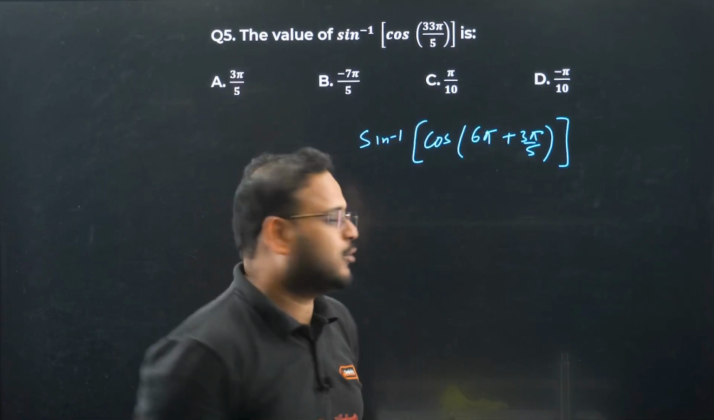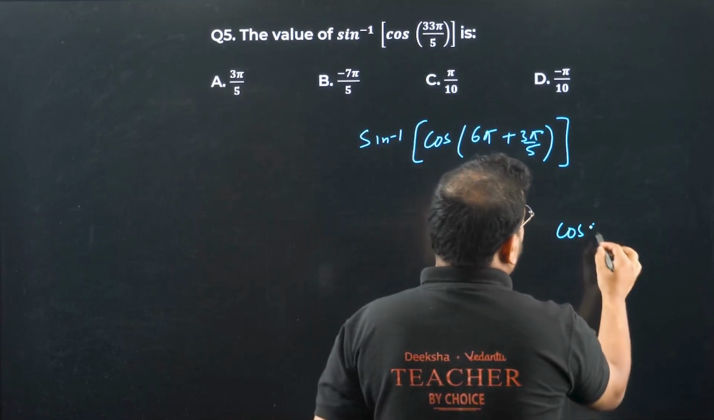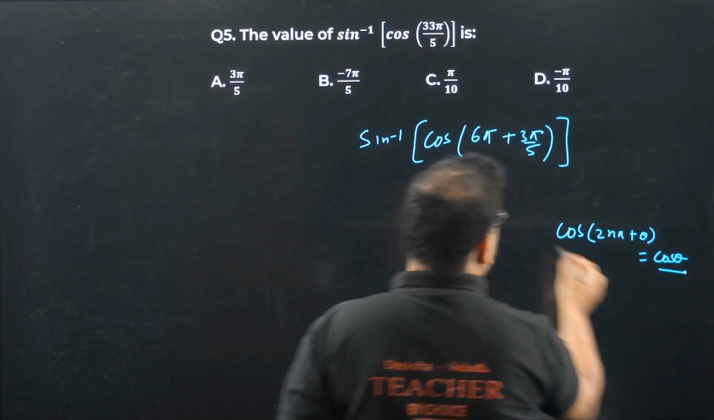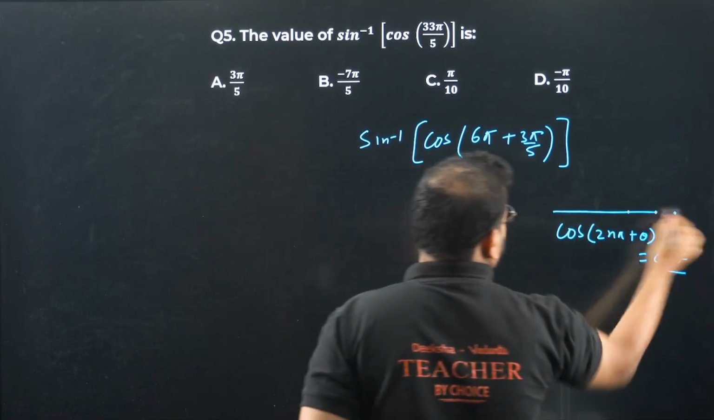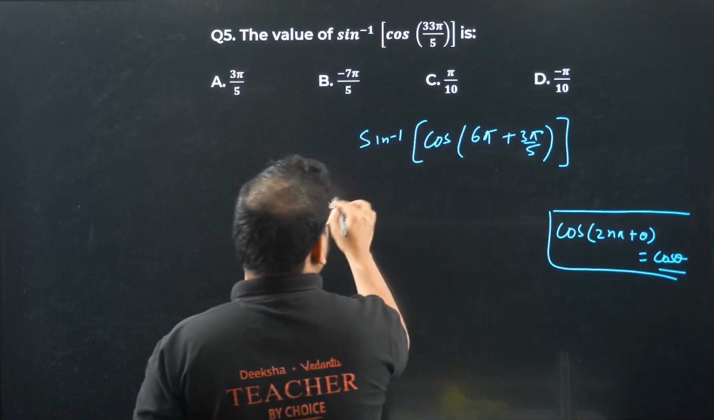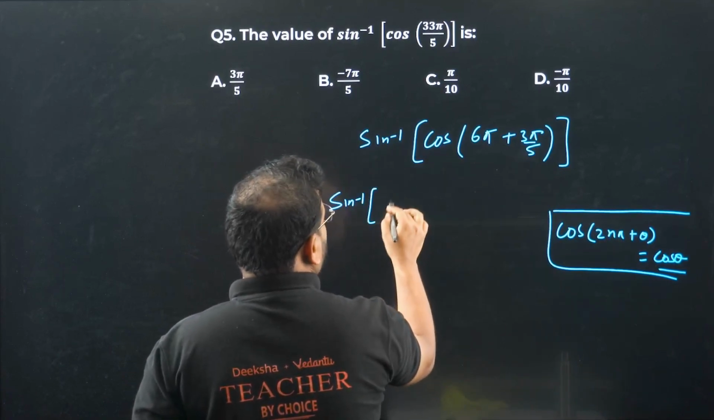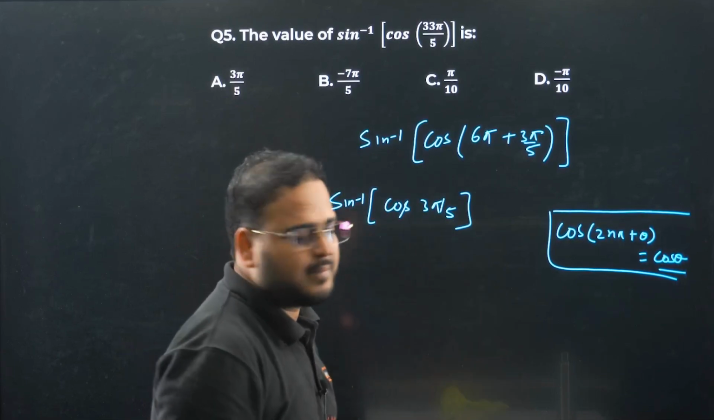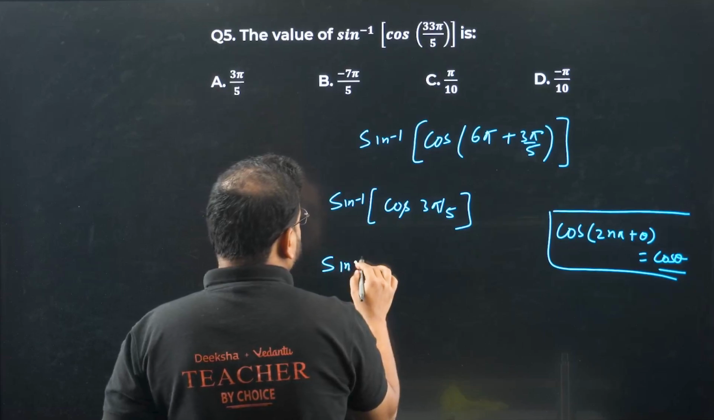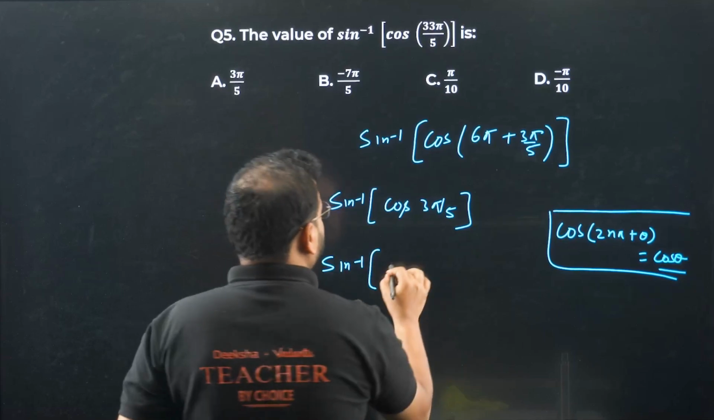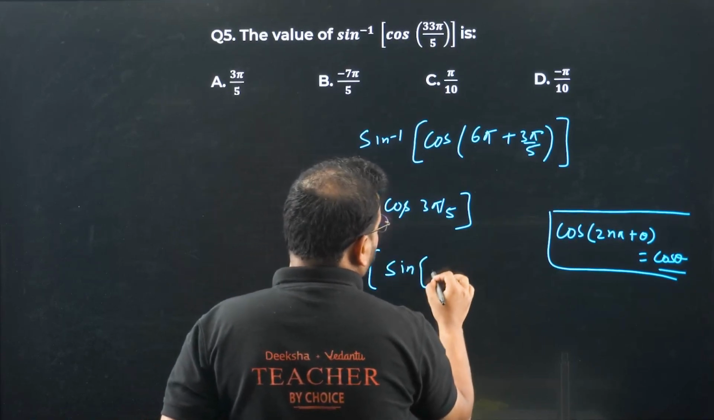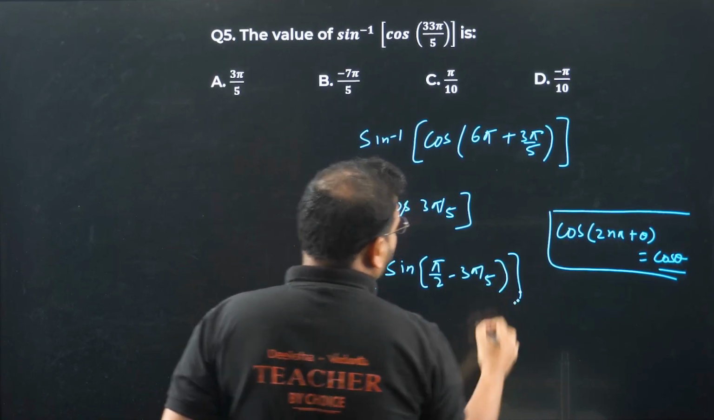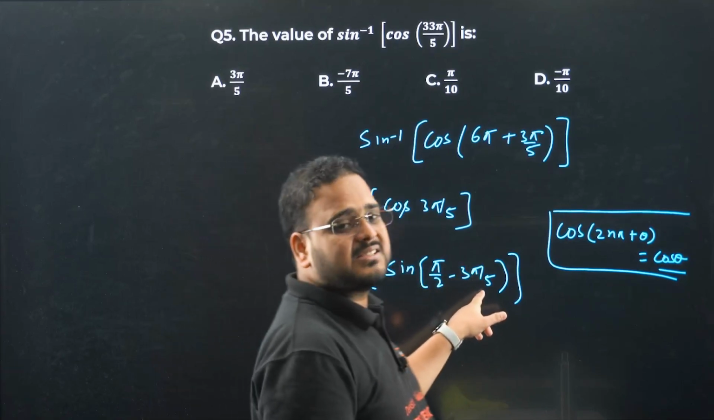Okay, at 2n pi we know that cos of 2n pi plus theta is simply cos theta, right? We're going to use that over here. So I get sine inverse cos 3 pi by 5. Alright, in terms of sine, how do I do that? With the help of pi by 2 minus 3 pi by 5. That's how it works. Remember, sine of pi by 2 minus theta is simply cos theta.